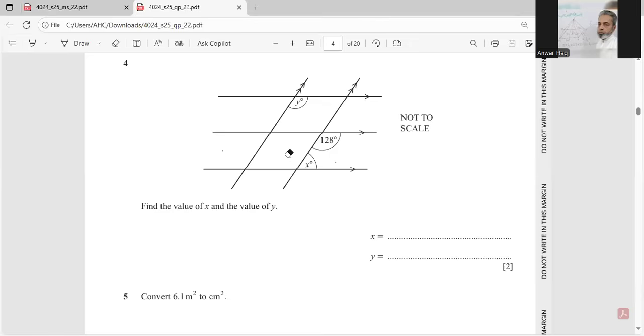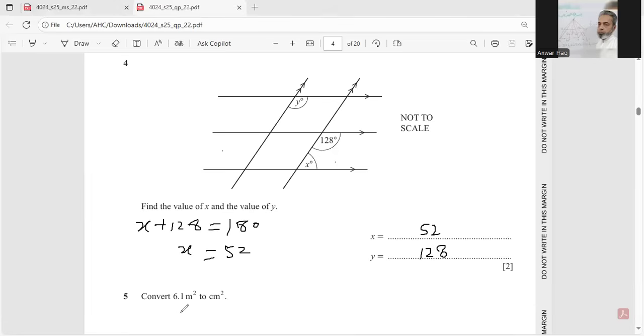Question 4. In this question, he is asking you the value of x and y. You know that the sum of the angles between two parallel lines is 180 degrees. So simply we will write x plus 128 is equal to 180 and x is equal to 52. Your x is 52. These are corresponding angles, 128 and y, of parallel lines. So y is equal to 128.